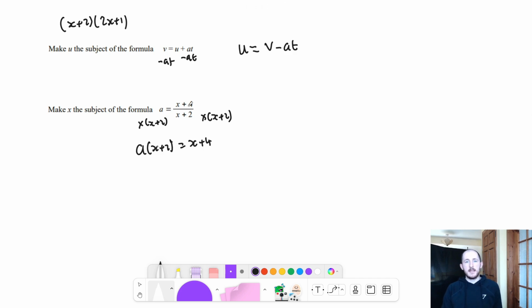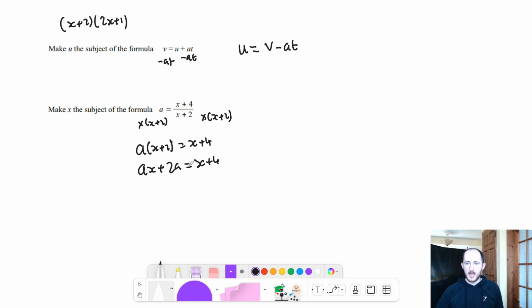And remember what I said? Any brackets, we terminate with extreme prejudice. So ax plus 2a was x plus 4. Now you're probably thinking, okay, I've got x's on both sides and I can't actually combine them, right? Well, here's what you do. If you ever have multiple x's, move all the x's to one side and everything else to the other. So any term that has an x in it, move to one side.